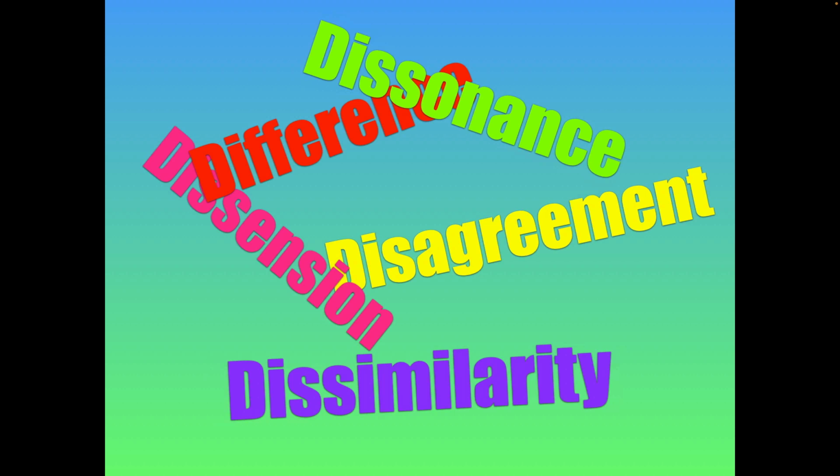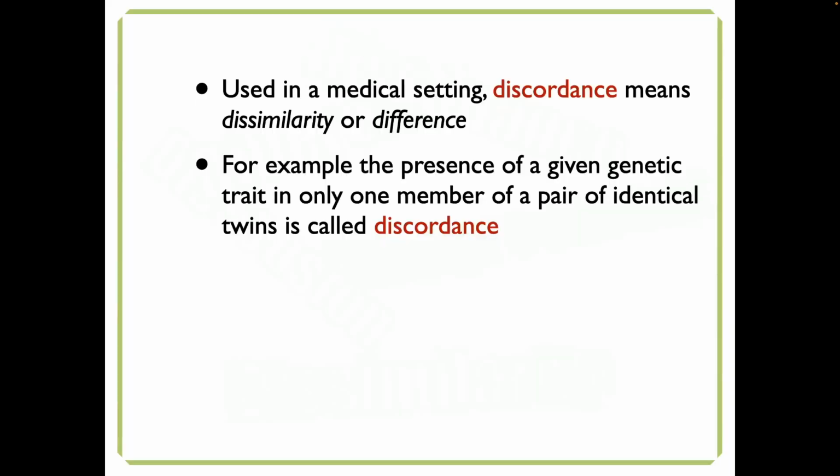Keeps me happy anyway. Okay, so in terms of a left bundle branch block, dissimilarity is probably the best synonym. In a medical setting, discordance means dissimilarity or difference. And it's not just used for ECG observations. For example, if you have a genetic trait in only one member of identical twins, that's known as discordance. So it's things that are different, okay?